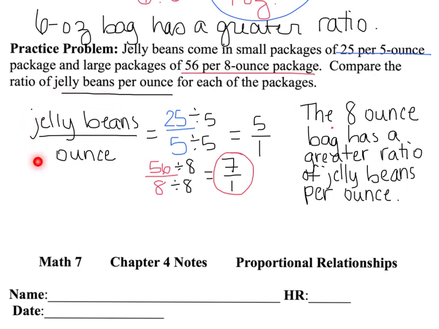Okay, you should have set up your ratio as jelly beans per ounce, and you know that there are 25 jelly beans per 5-ounce package and 56 per 8-ounce package. Let's set up those two ratios as 25 over 5 and 56 over 8. You simplify both of those fractions. 25 fifths simplifies to 5 over 1, and 56 eighths simplifies to 7 over 1. Since 7 over 1 is the larger ratio, then you know that the 8-ounce bag has a greater ratio of jelly beans per ounce. How'd you do?